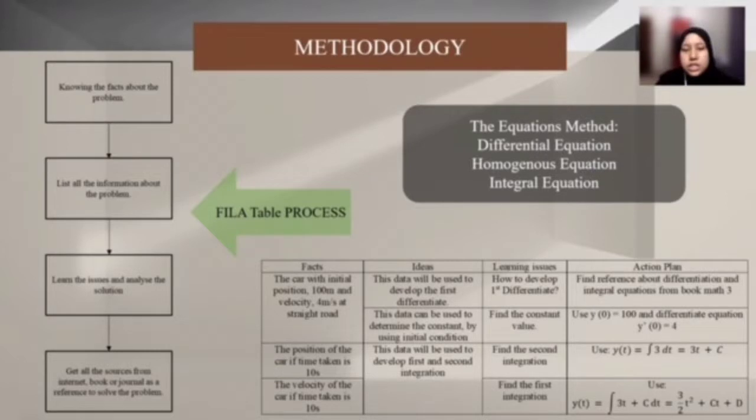And lastly, the action we take is to find references about differentiation and integral equations from book 3, and then use y0 equal to 100 and the differential equation y'(0) equal to 4, and then use the first integration: y'(t) equal to the integral of 3t plus c dt, equal to 3 per 2 t to the power of 2 plus ct plus d. And lastly, use the second integration: y(t) equal to the integral of 3 dt, equal to 3t plus c.